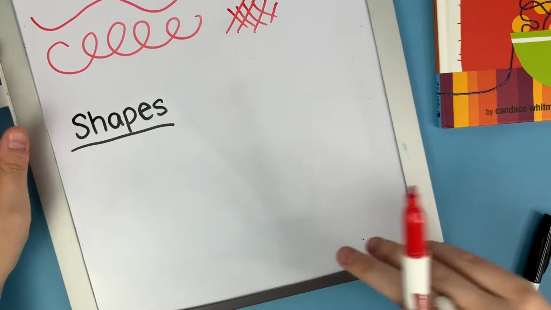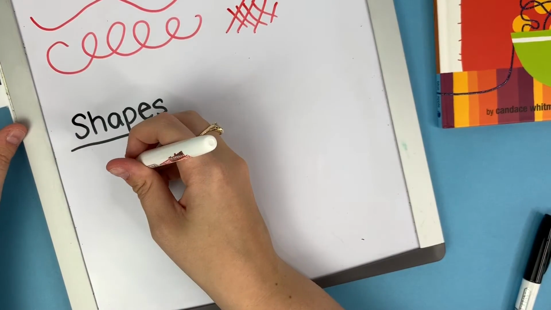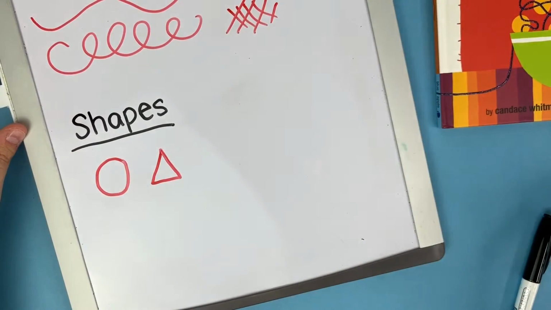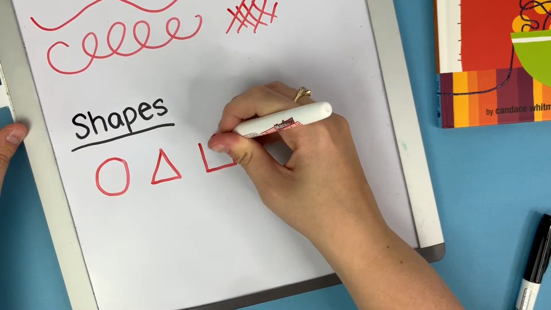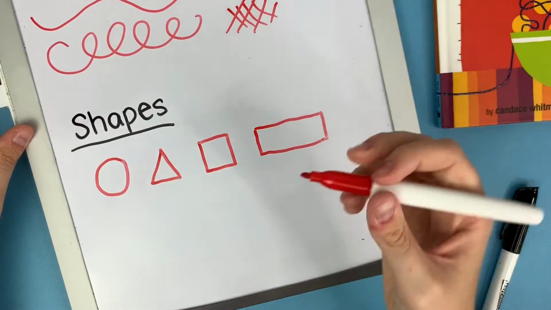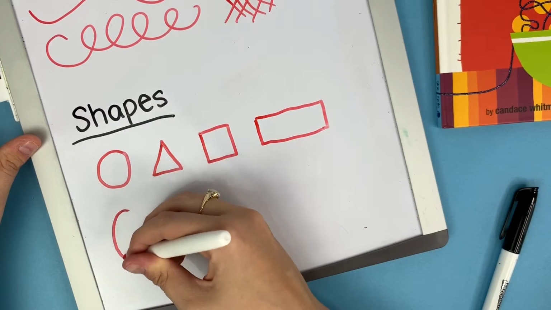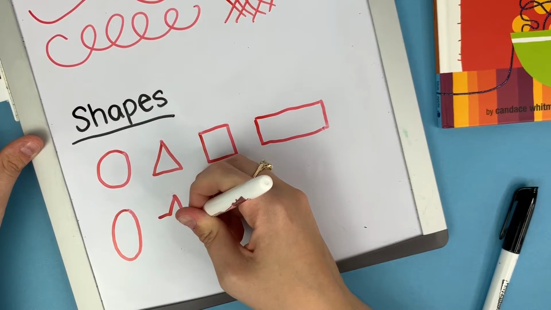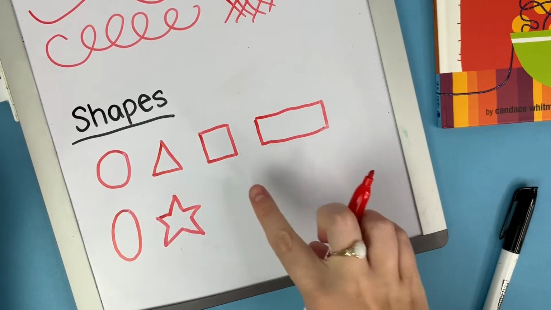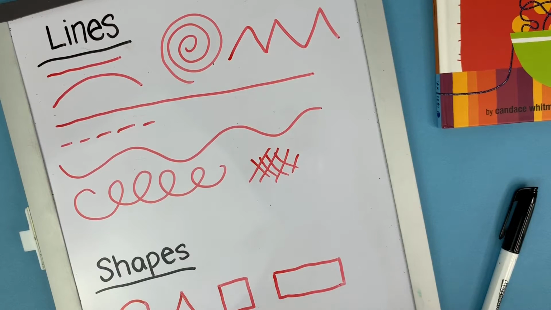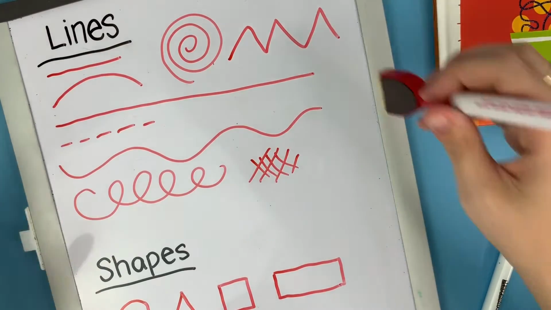Now, shapes. What shapes do we know of? We know circle, triangle, square, rectangle, oval, which is just a little longer than a circle, and how about a star? Let's start with those. Now, in order to make these shapes, you need lines. So everything is made up of lines and shapes. And today I'm going to show you how to create a picture using lines and shapes.